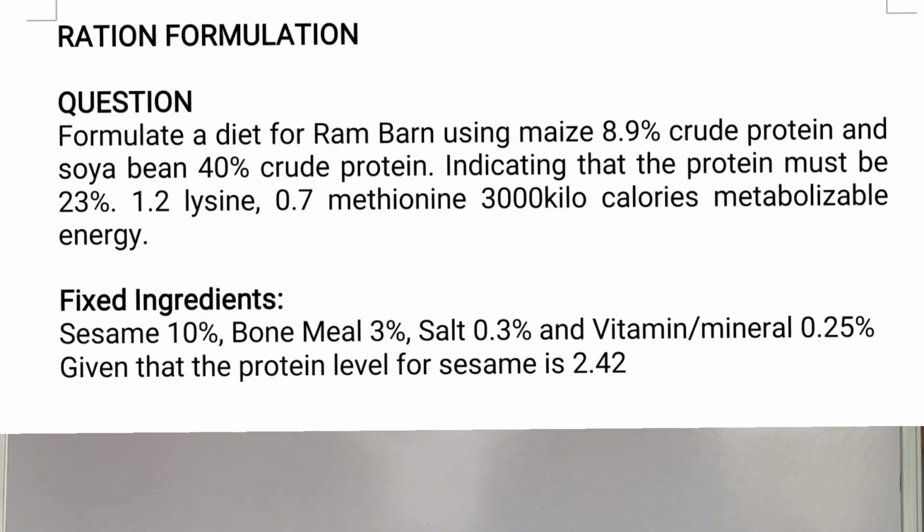In this class, we're going to talk about ration formulation. We are going to learn how to formulate a diet using the Pearson squared method. Okay, let's write down the question.